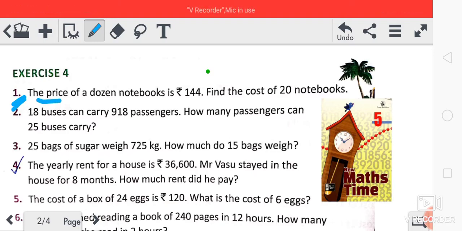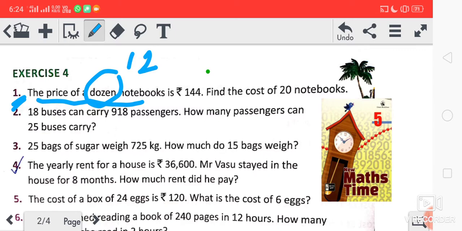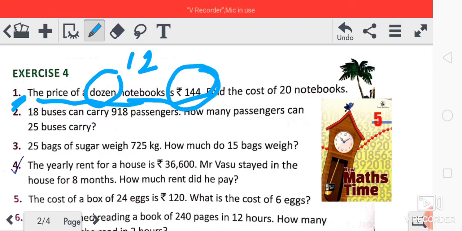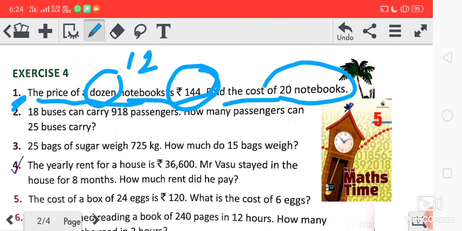The price of a dozen notebooks. Dozen means how much? Dozen means 12. Like one dozen of bananas you say, so dozen means 12. So 12 notebooks cost how much? 144 rupees. So the price of 12 notebooks is given as 144. Find the cost of 20 notebooks. So you have to find the cost of 20 notebooks.